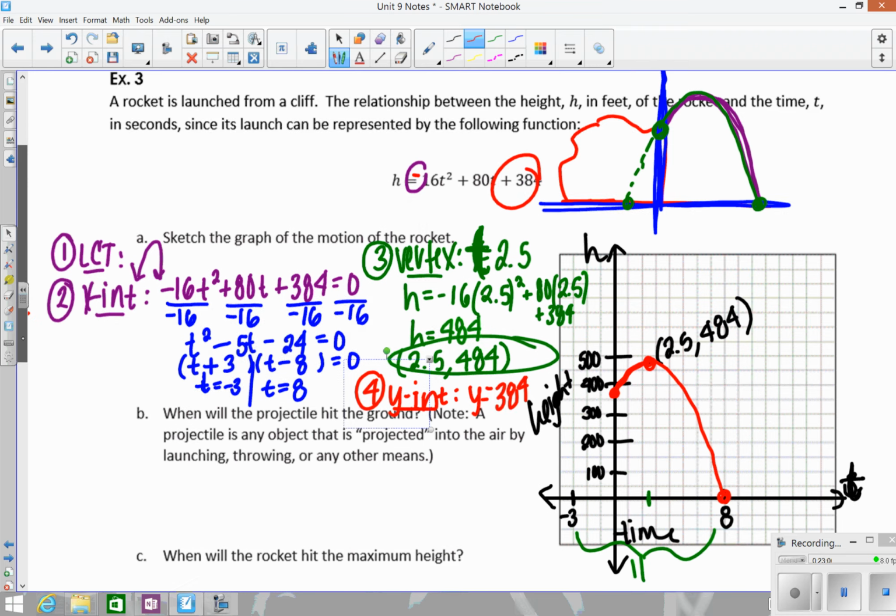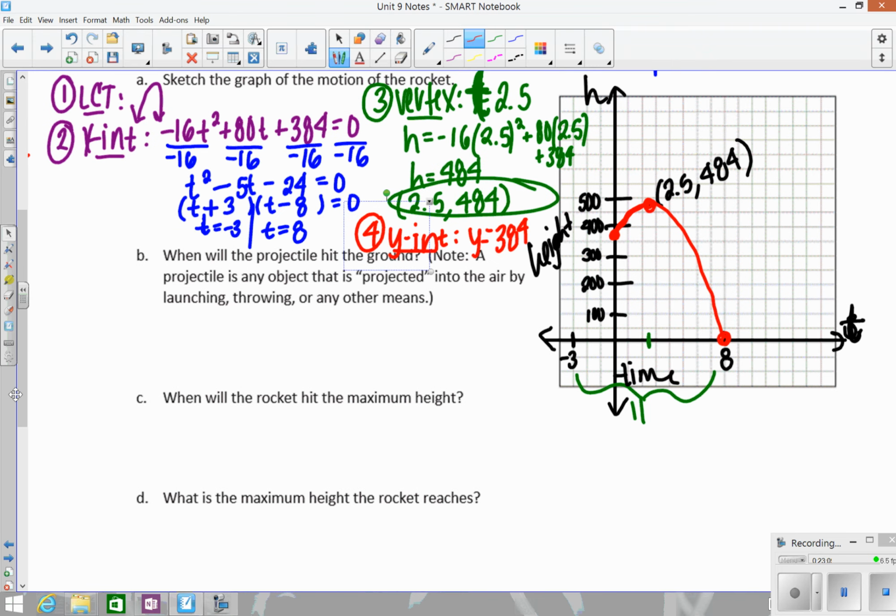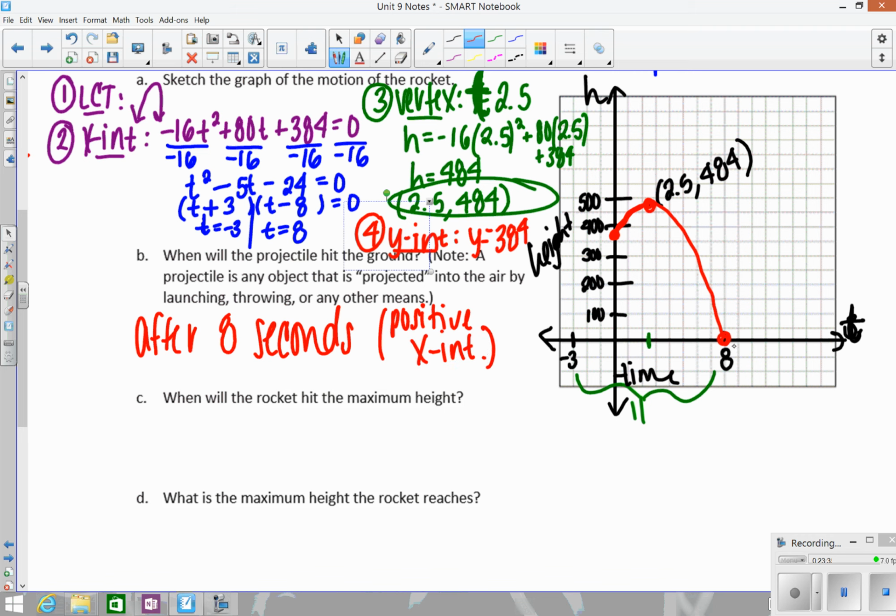So this would actually be the graph that represents the motion of this rocket. The last thing here is just the follow-up questions. So when will the projectile hit the ground? Well, it'll hit the ground right here, which is after 8 seconds. And this will always be the positive x-intercept. The time when the height is 0 is going to be the x-intercept. We don't want the negative one, we only want the positive one.